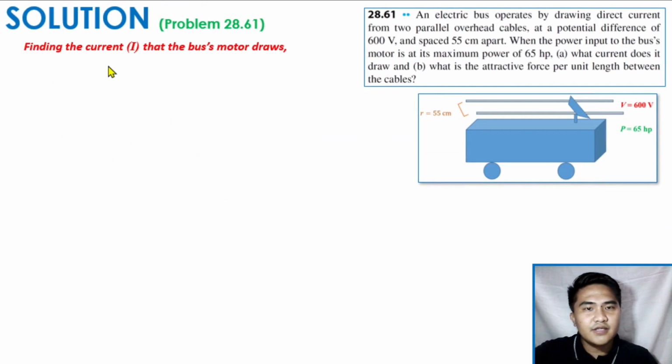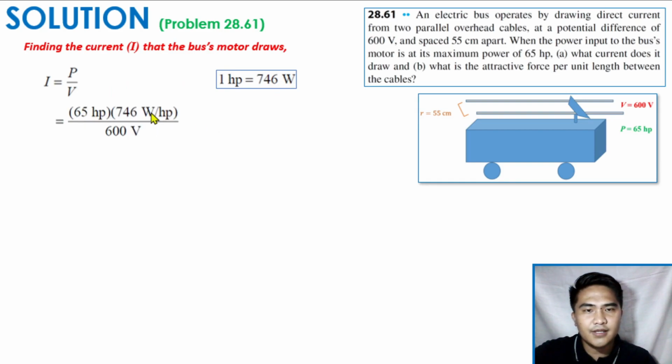So, finding the current I that the bus's motor draws. We know the formula for I is equal to P over V, the power over the potential difference, and we need to convert the power to watts. So 1 horsepower is equal to 746 watts. To convert it, we will multiply the two, and using this formula, we will divide it by the potential difference, which is 600 volts. Solving this, we will get 80.8 amperes.